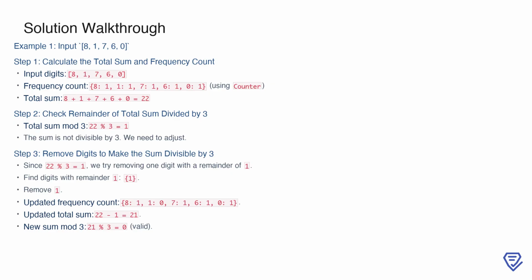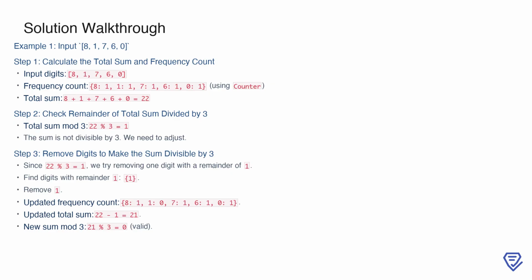Now, we check the remainder when this total sum is divided by 3. Since 22 % 3 equals 1, the sum is not divisible by 3, and we need to adjust it. To make the sum divisible by 3, we can remove one digit with a remainder of 1. Looking at the digits, the only candidate is 1.